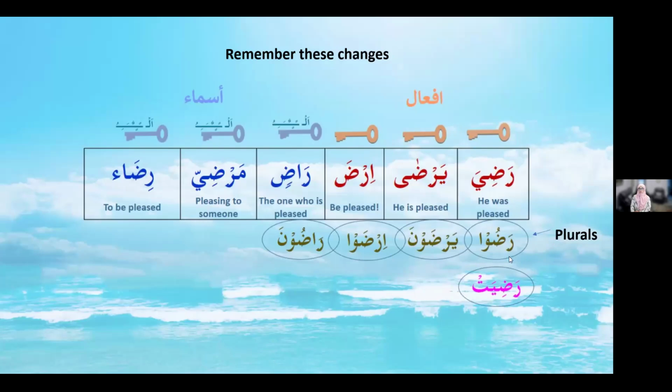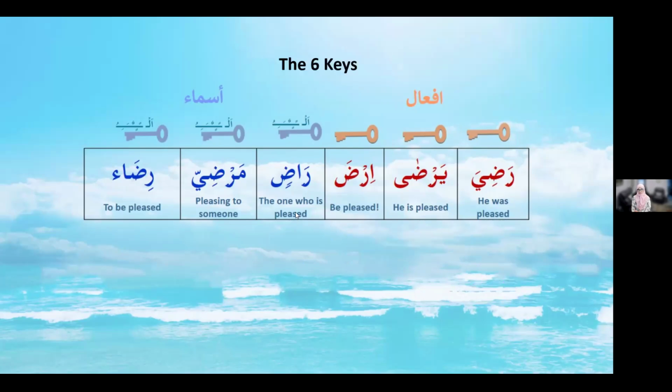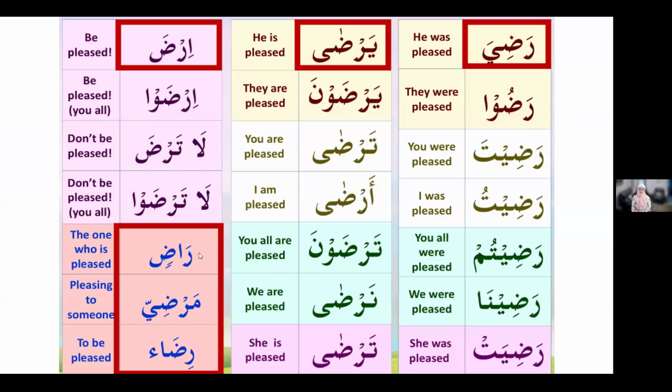Radiya became radu, the plural. The changes were all in the plurals. This jama was the change. Radiya became radu. Yarda became yardawna. Irda became irdaw. And one more thing: if you want to make radin into a plural, it becomes raduna. That's easy. I didn't mention it earlier.